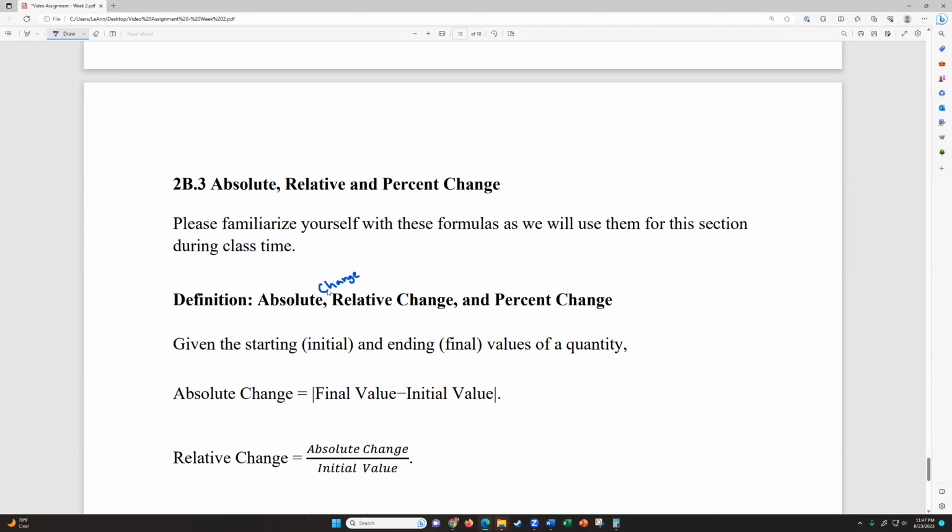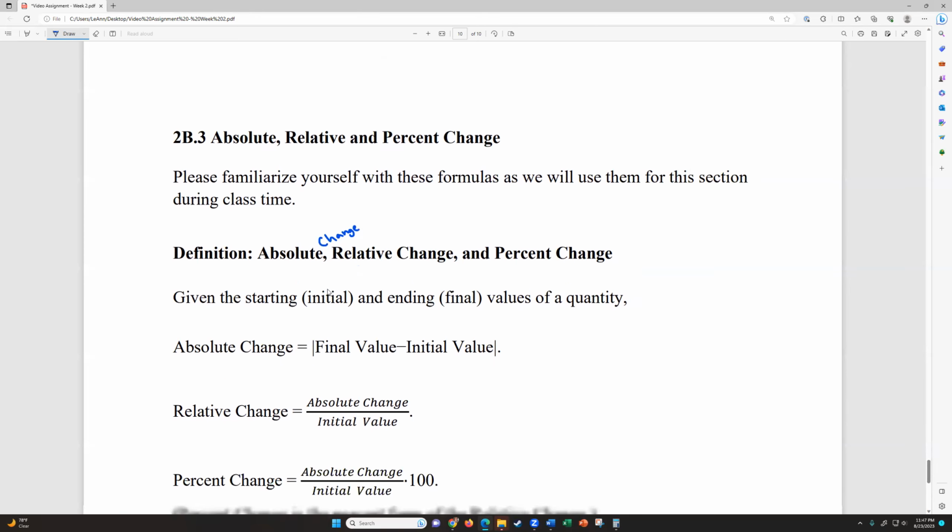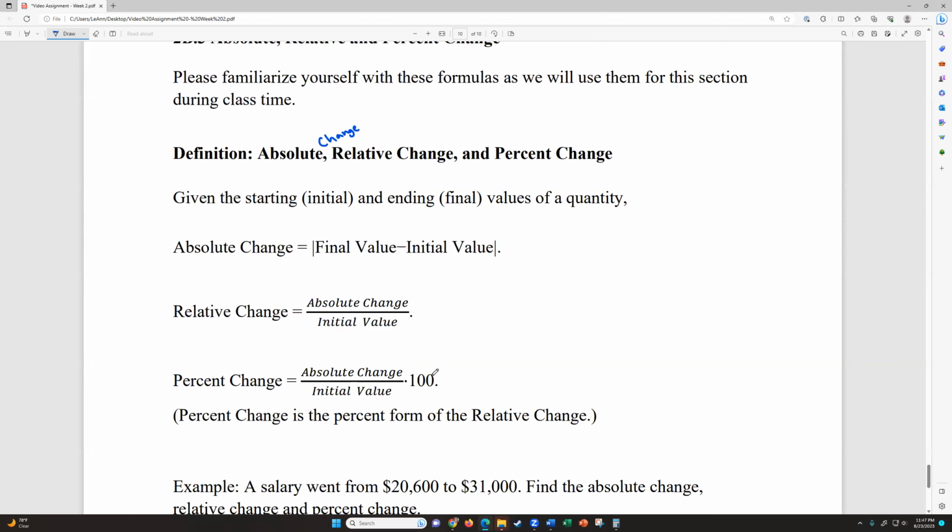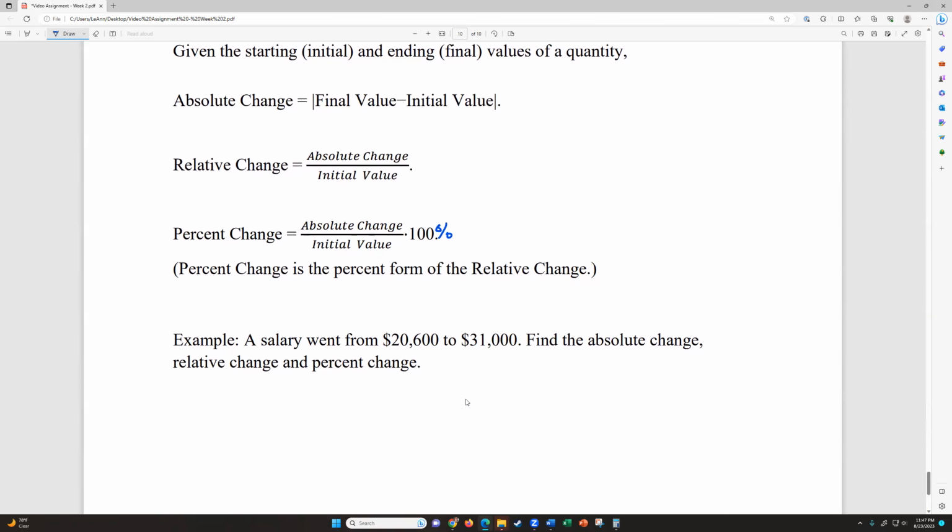Relative change is the absolute change, so this number we just got here, divided by the initial value. And that's going to give us a decimal that we can convert to a percentage, so we can times that by 100. There's supposed to be a percent symbol there to get percent change. So percent change is just the percent form of the relative change. Okay. Now I did put an example here, so I guess we will do it together.